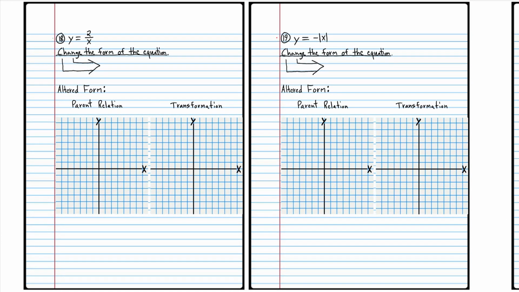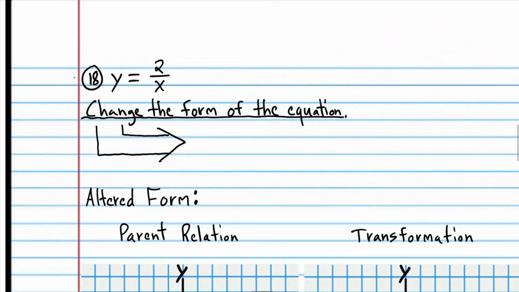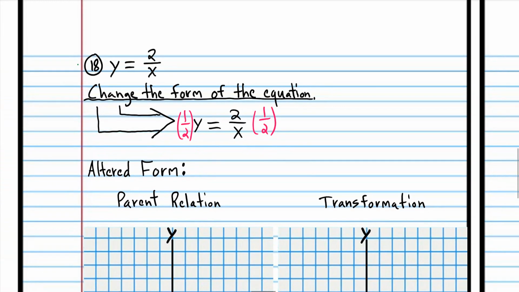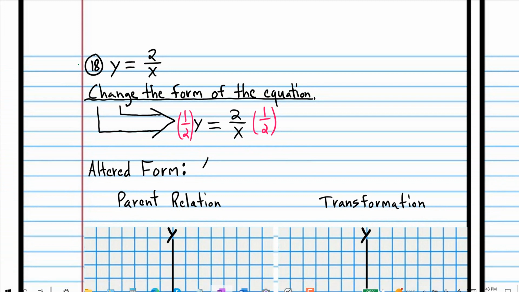You need to multiply both sides of the equation by 1/2. And when you come back, we'll do it together. All right, we're back. So again, I'm going to rewrite the equation and multiply both sides by 1/2. Doesn't matter what side you put the 1/2 on. And then we get y over 2 is equal to 2 over 2x.